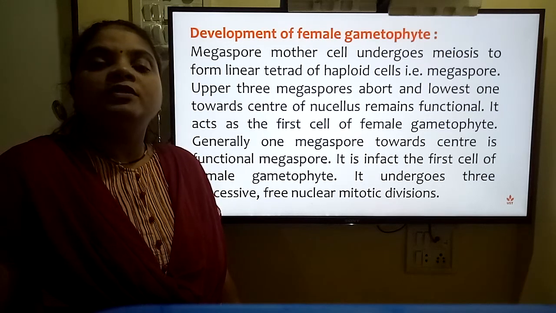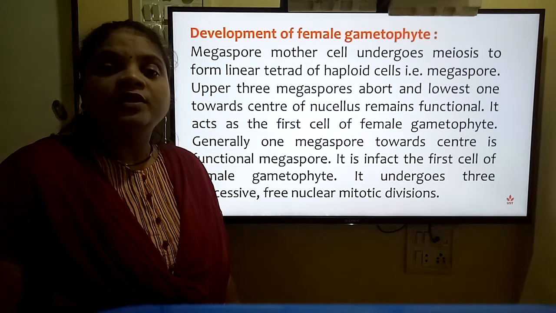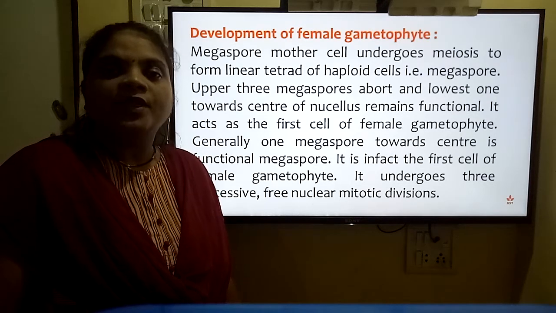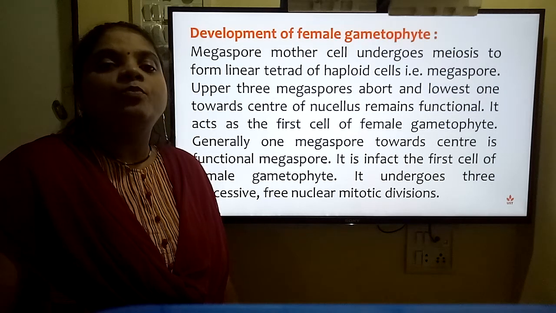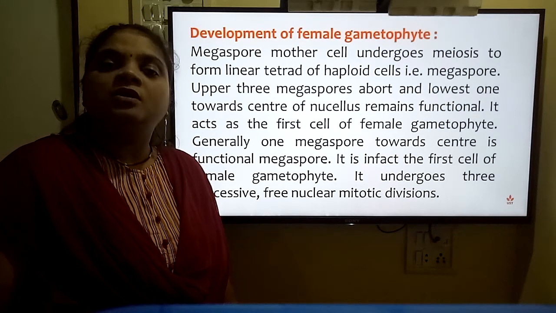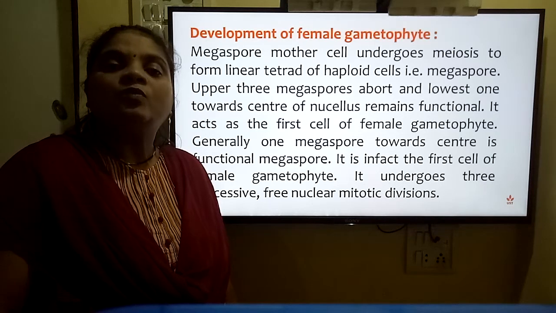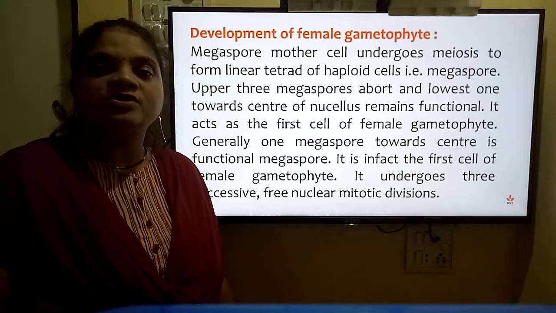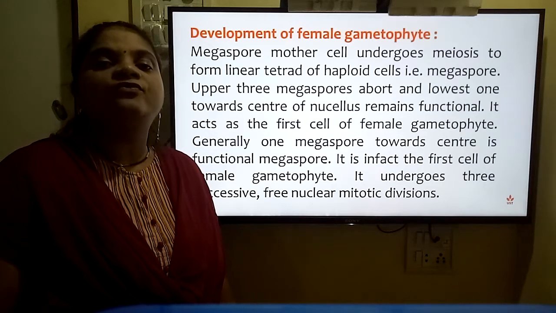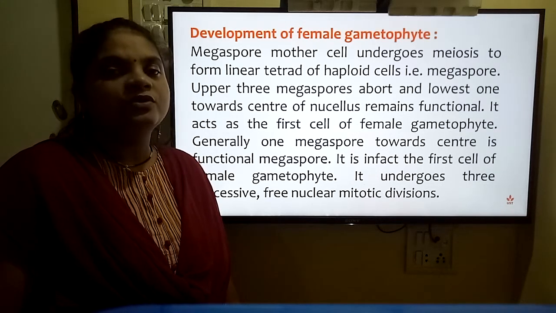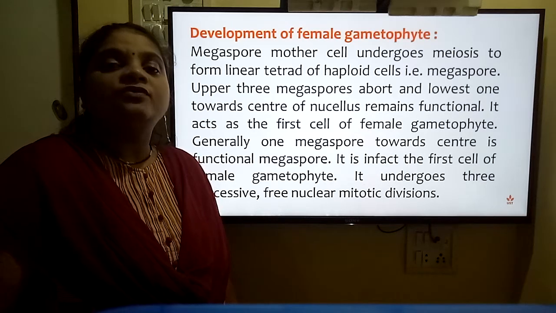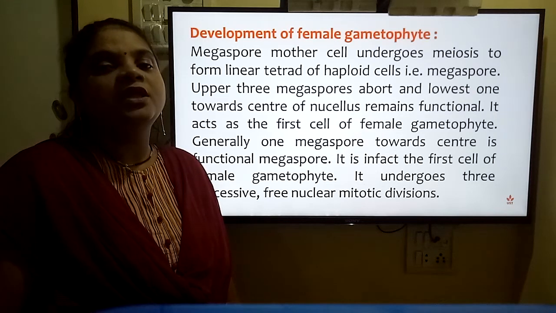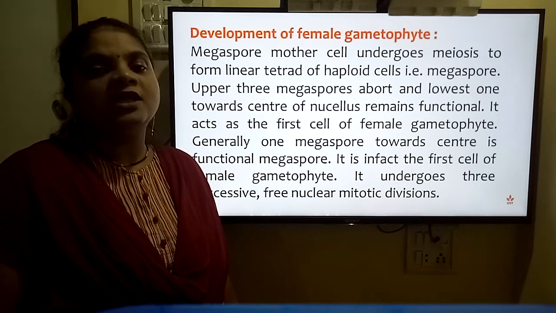One nucleus from each pole migrates to the center, which is called the polar nuclei. So both poles release one nucleus and migrate to the center of the embryo sac. There they get fused and form the polar nuclei. So there are 3 nuclei at the micropylar end and 3 nuclei at the chalazal end.